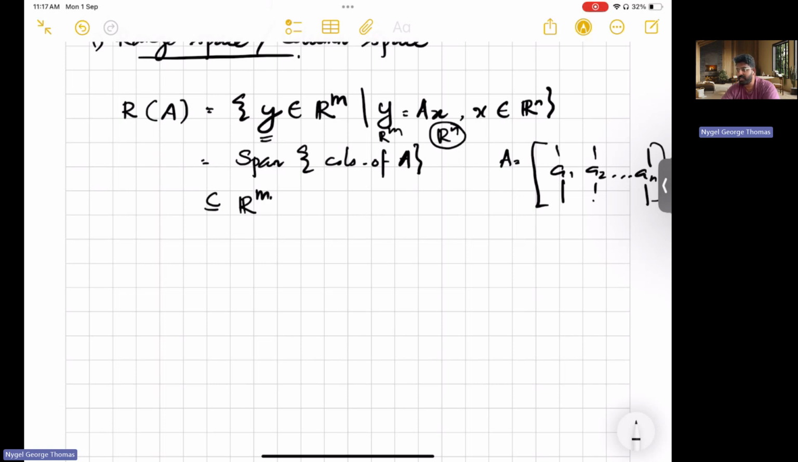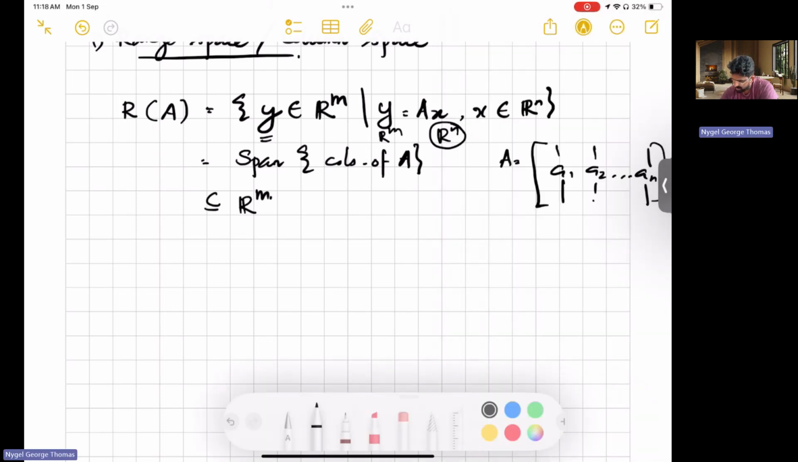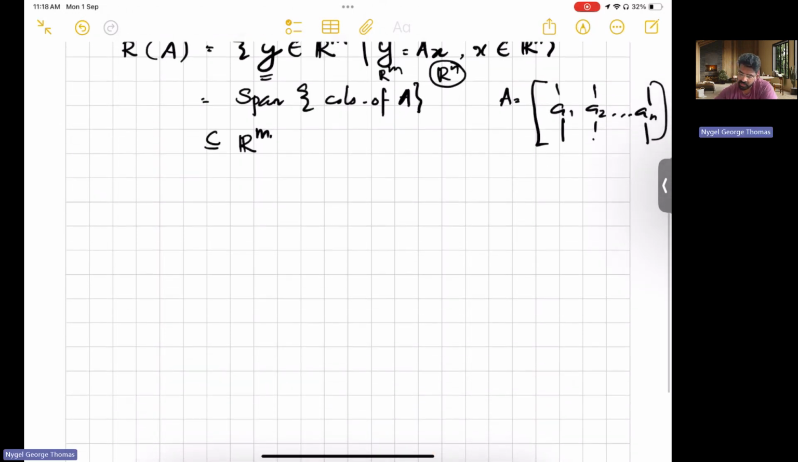We can't cover every point in the R^m-dimensional space with these linear transformations, right? Can we cover the entire R^m? How can we cover the entire R^m is another question. That's an important question to ask. Let me just note that as a side question. So it's a subset of R^m. How do we cover the entire R^m?